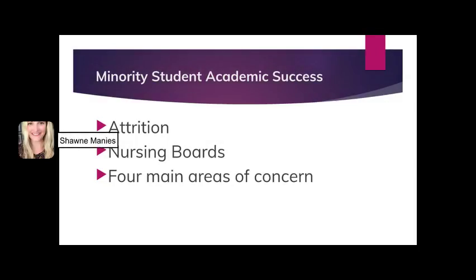So now that you have a little bit of an idea of where we are in the U.S., let's talk about what's going on with our minority student academic success. So attrition rates across the U.S. are way too high in nursing schools. Some baccalaureate nursing programs are actually reaching over 50%. Now, not all of that 50% is of minority student nurses. We found that English language learner graduate nurses have a 40% lower pass rate on the National Council Licensure Exam for registered nurses. 40% lower pass rate is unacceptable.